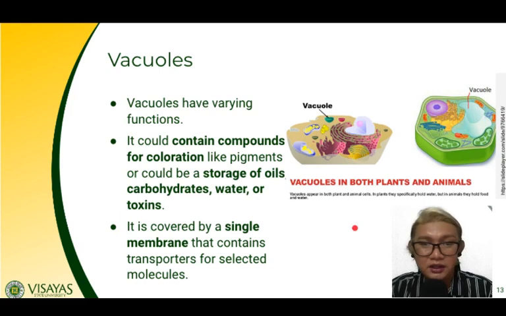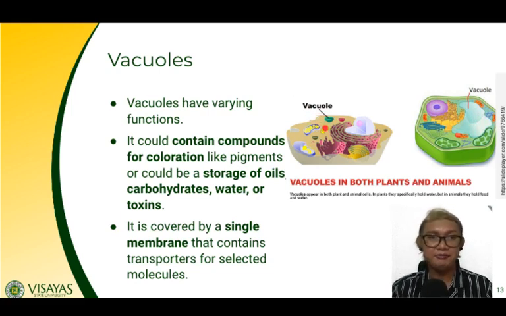Now, vacuoles in plants are different from those that are found in animals. Okay? So in plants, they are useful for holding water, while in animals, they hold food as well as water. So they are more likely to be much bigger and more pronounced in plant cells compared to animal cells.